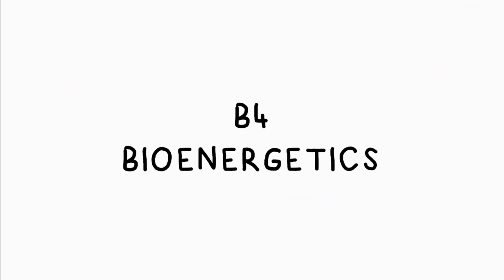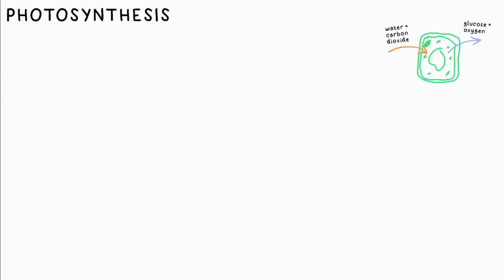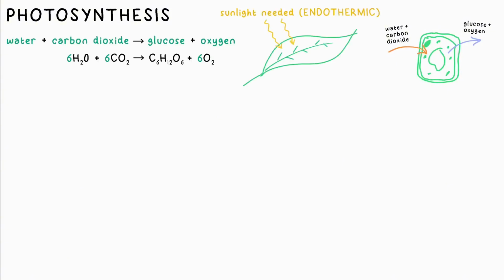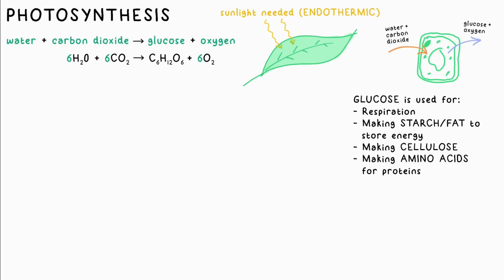Photosynthesis happens in chlorophyll and chloroplasts in plant cells to provide food for the plant. Here's the word and balanced chemical equation for it, and as energy is needed in the form of light to make this reaction happen, this is an endothermic reaction. The glucose made from photosynthesis is used for respiration, or is turned into starch or fat as a store of energy. Cellulose is used to produce cell walls, and amino acids are used for synthesizing proteins.